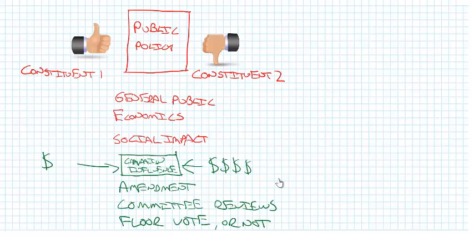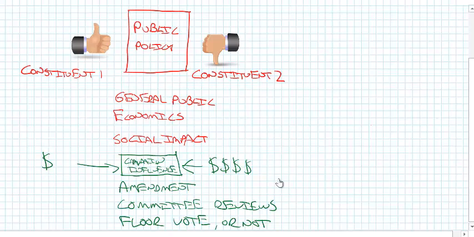Now, in an ideal world, or in a world where you have a democracy that's more independent, you want that congressman or senator to evaluate this public policy on its true merits in terms of how it will impact the general public, what type of economics surround that public policy, both in the short term and long term, and what the social impact would be to this public policy.